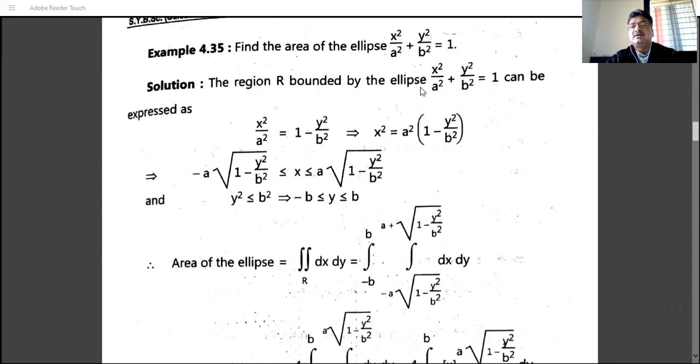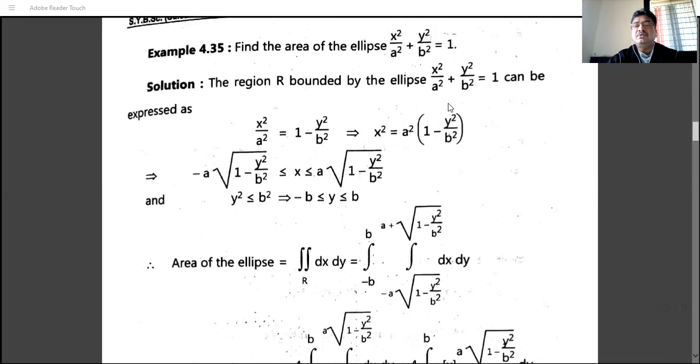That is, from this equation, find the two values of x. So what are the two values? x square by a square is 1 minus y square by b square. And then multiply by a square. And therefore, we have x is minus a root of 1 minus y square by b square, and plus a root of 1 minus y square by b square.